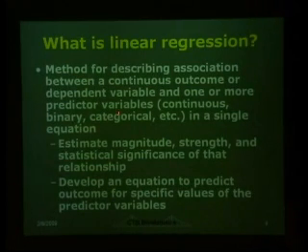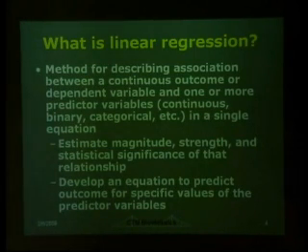So what is linear regression? Here is the math. Linear regression is a method for describing the association between the outcome variable, sometimes called the dependent variable, and one or more predictor variables. This variable can be continuous, for example the height and age of kids. The height depends on the age, so age is continuous, for example from 5 years to 10 years.